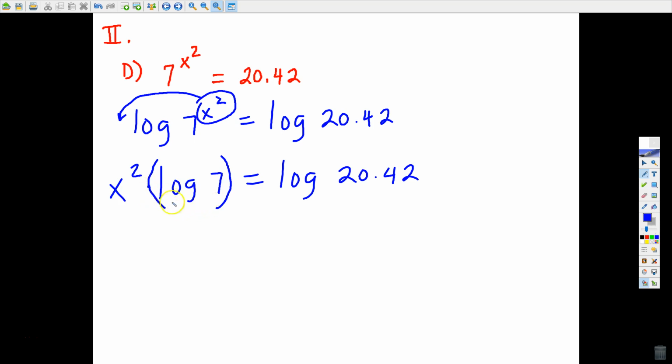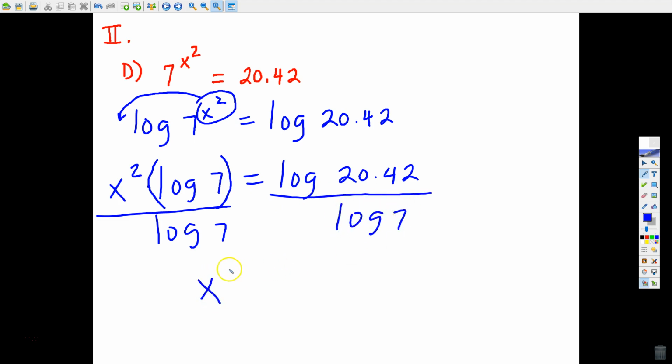So what undoes multiplication? And what am I going to divide both sides by? Log 7. And you're ready to go to your calculator. And you're going to do log 20.42 divided by log 7.